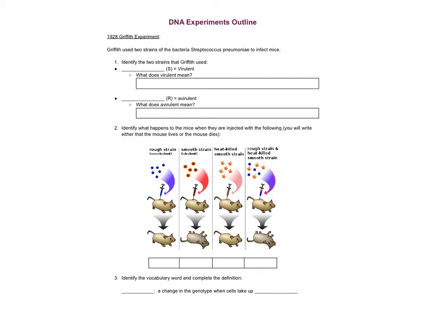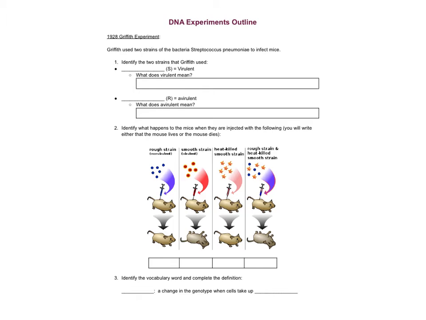Right now we're going to go over the activity where we reviewed the experiments that a bunch of different scientists did, and they were able to use the results from those experiments to determine that DNA was in fact genetic material. So the first experiment we're going to go over is Griffith's experiment that was carried out in 1928.